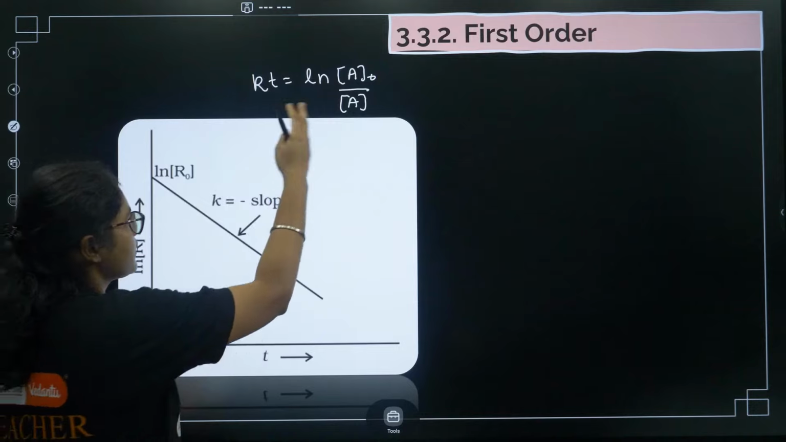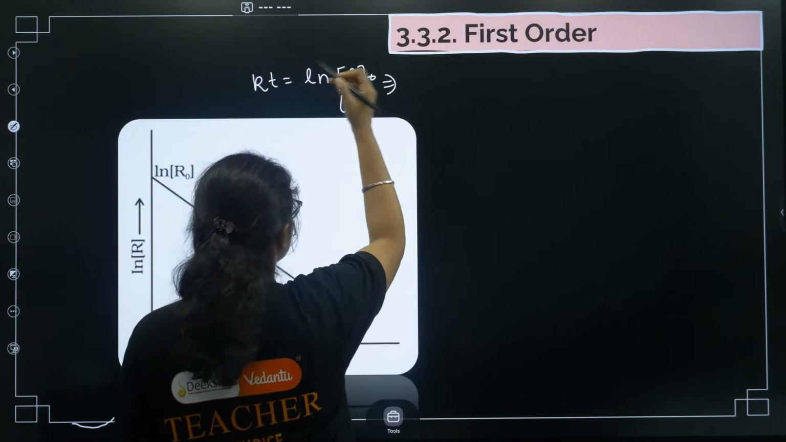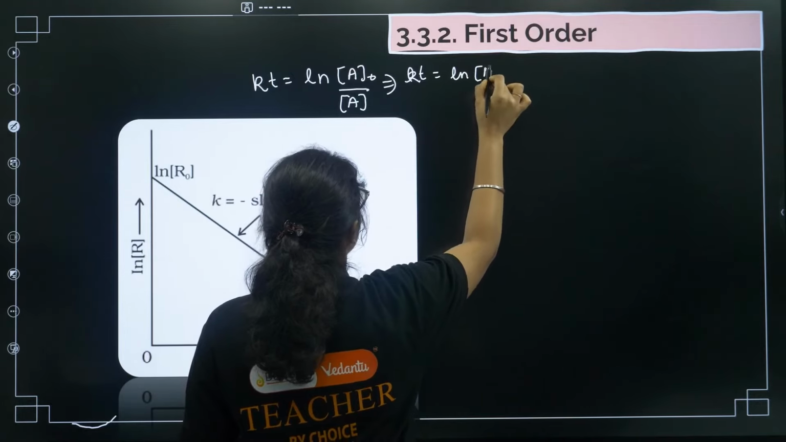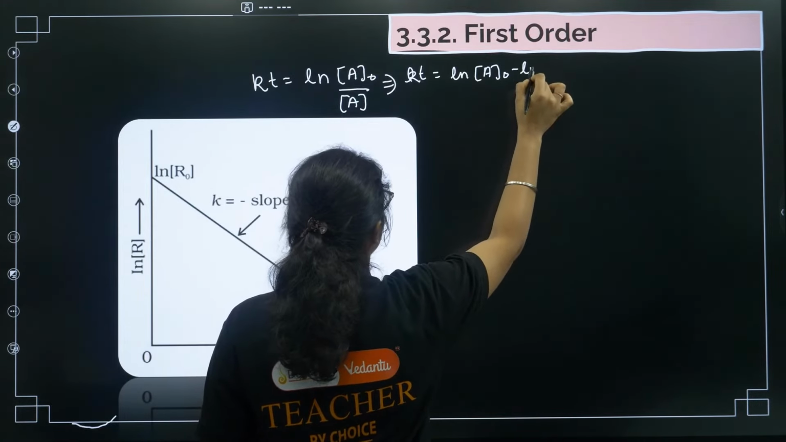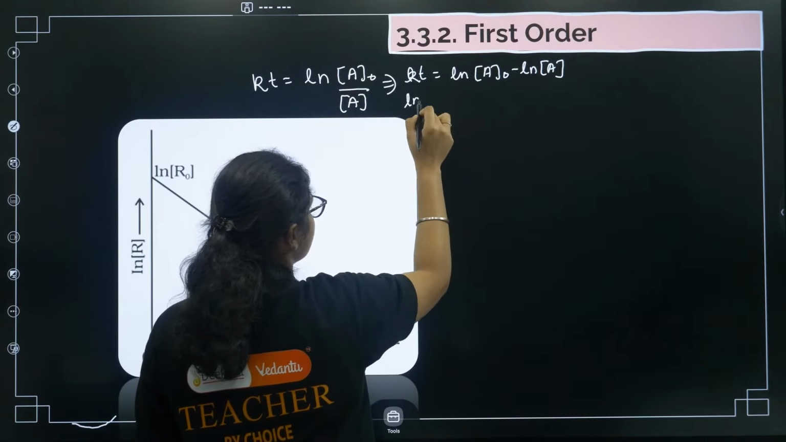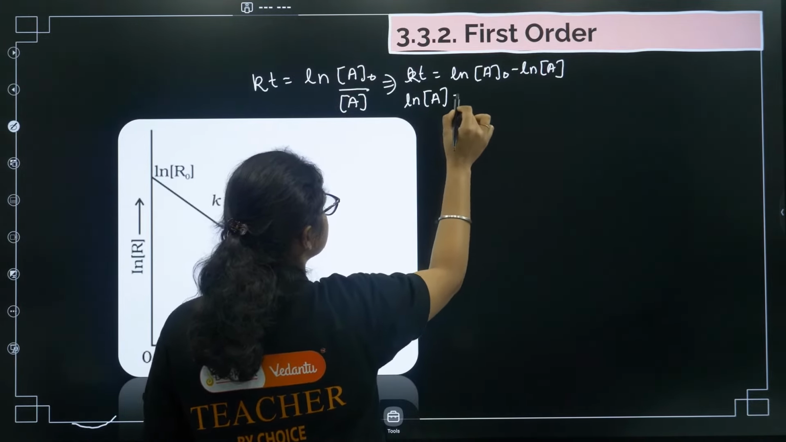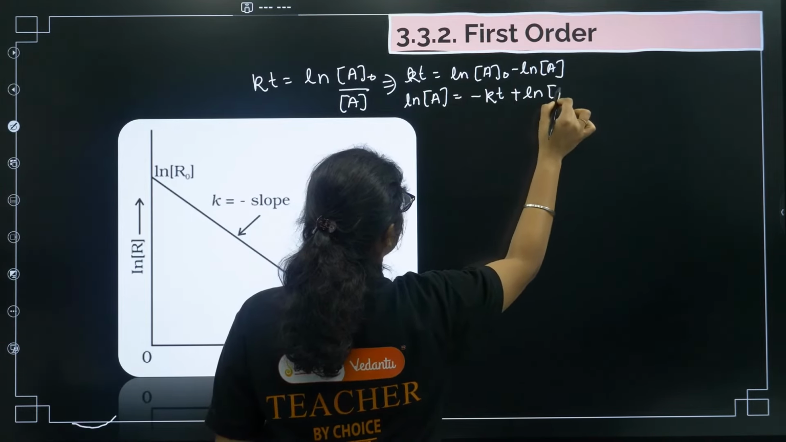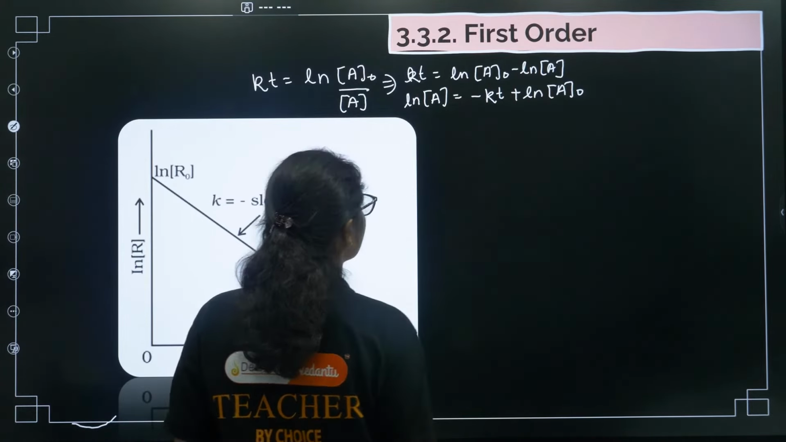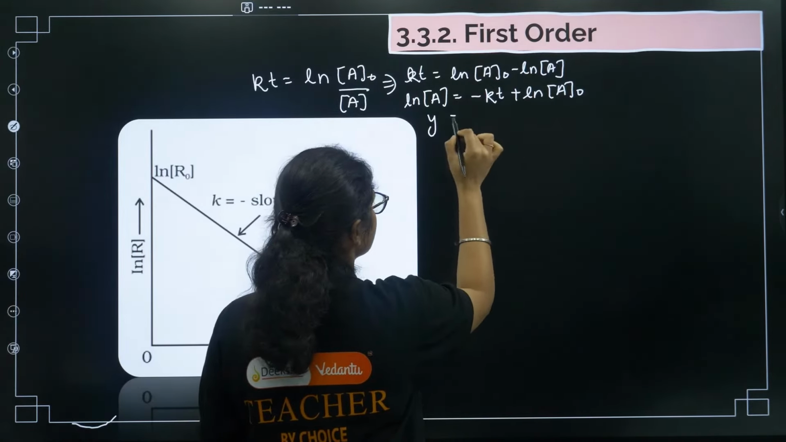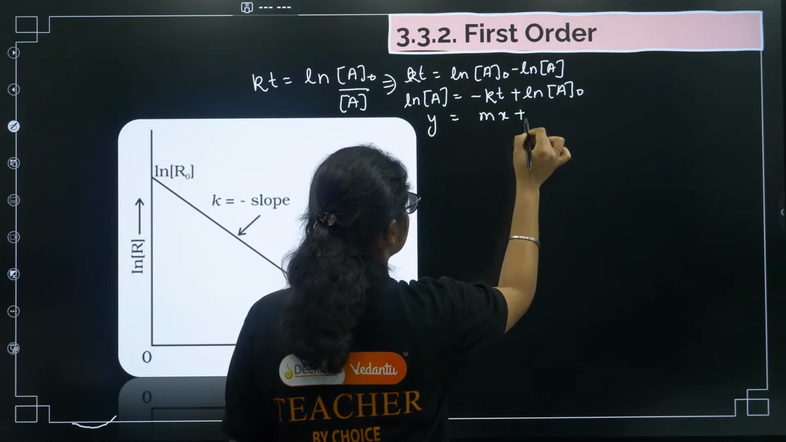Okay, so how can we expand this equation? KT is equal to ln of A naught, right, minus ln of A. So what we can do, we'll take ln A to this side: ln A is equal to minus KT plus ln of A naught. Okay, now just use the equation y is equal to mx plus c. So this is y, right, this is mx and this is c.